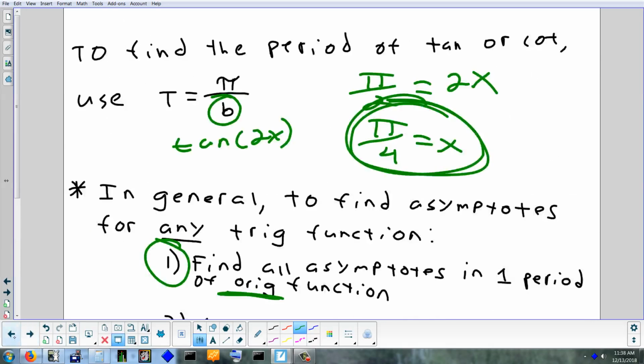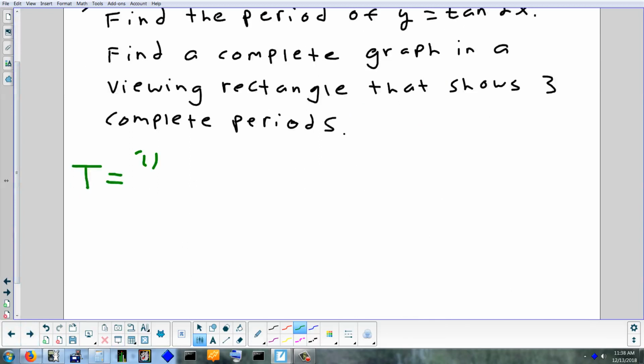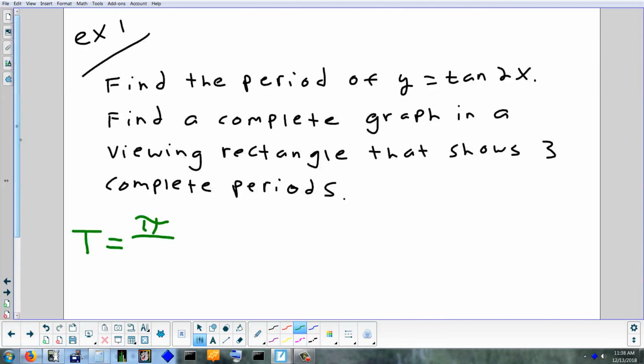It's pi over b. To find the period of tangent or cotangent, use the formula pi over b. So in this case, it's pi over, what's b? 2. So that's the first part of what they wanted. And that's important because if I want to find a window that shows 3 full periods, what would be the width of my window if I want to show 3 periods, not just 1? Blake? 3 pi.